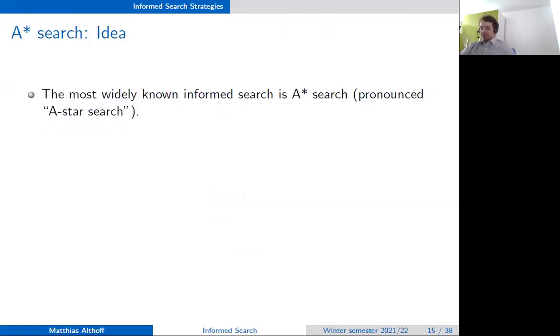Okay, so the problem, of course, with greedy best first search is that it's not optimal. So we would like to fix that, and for that reason, we introduce A-star search.